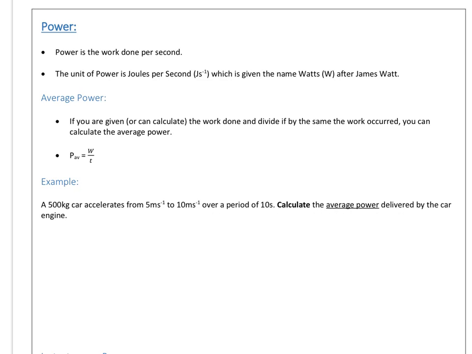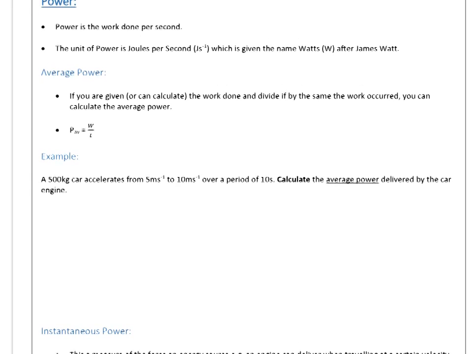So you'll come across two types of power, average power and instantaneous power. For average power, you're usually given some energy change and the time over which that energy change happened. You're not necessarily given an indication of when in that period the energy transfer was, but from that you can calculate the average power: change in energy over change in time.